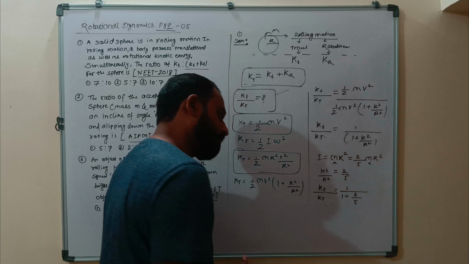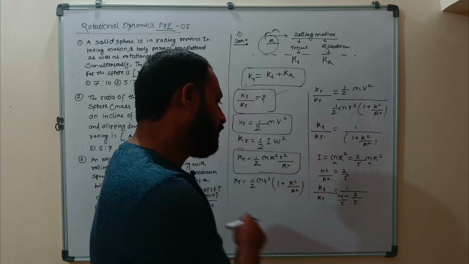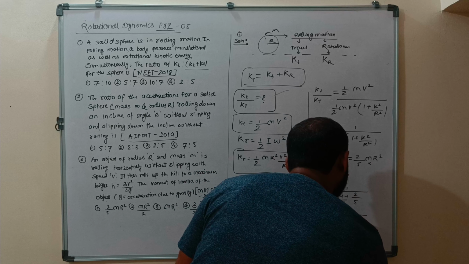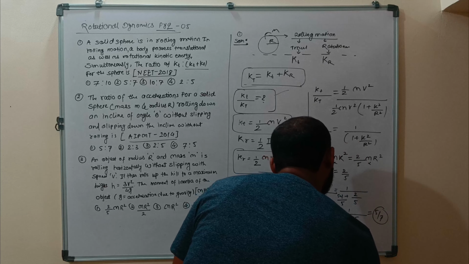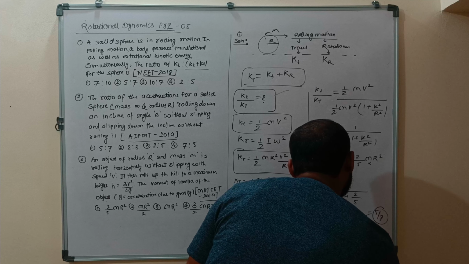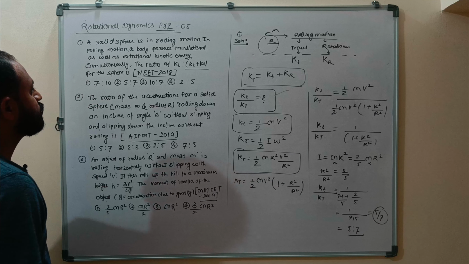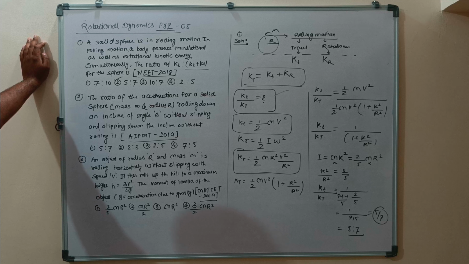Make the base the same, multiply by 5 below and above. Therefore 1 upon 5 plus 2, that is 7. 7 divided by 5, therefore 5 by 7. Therefore 5 is to 7. This is the ratio for translational to the total. 5 is to 7. Therefore option number 2 will be the correct option for the given numerical.